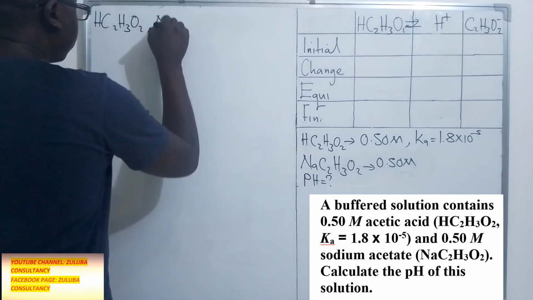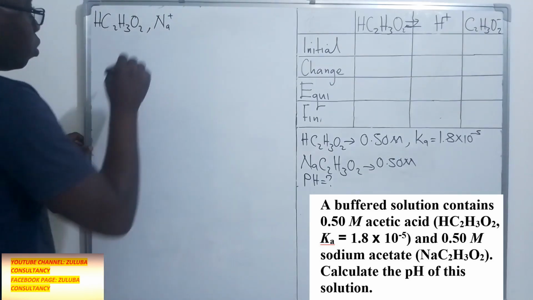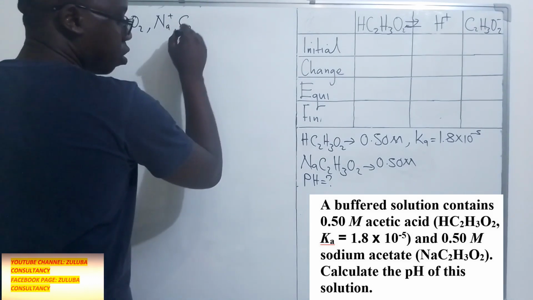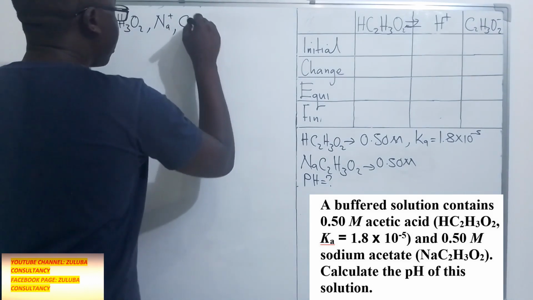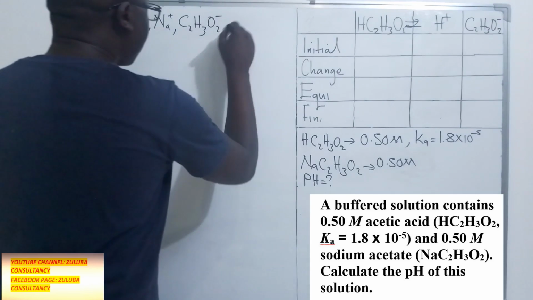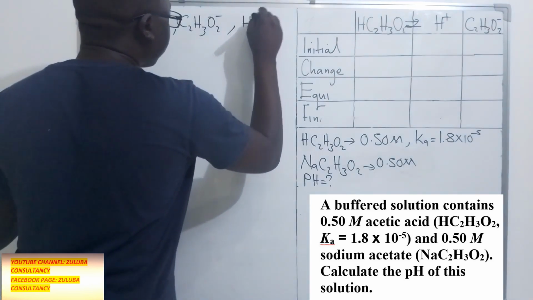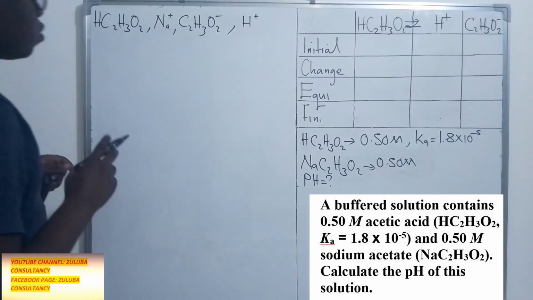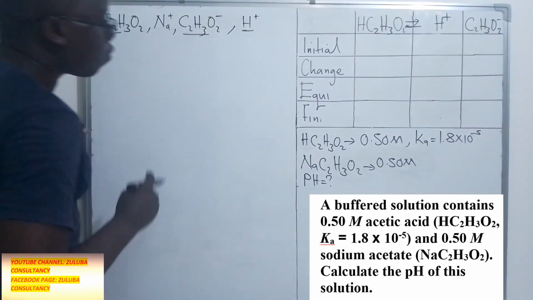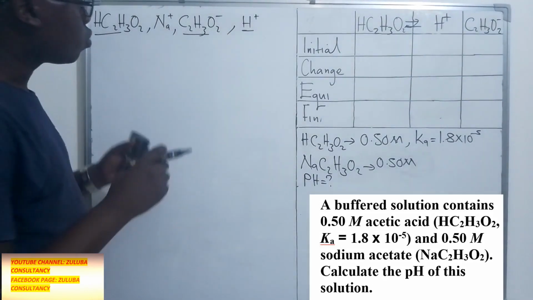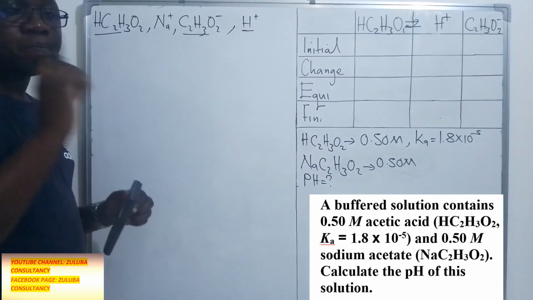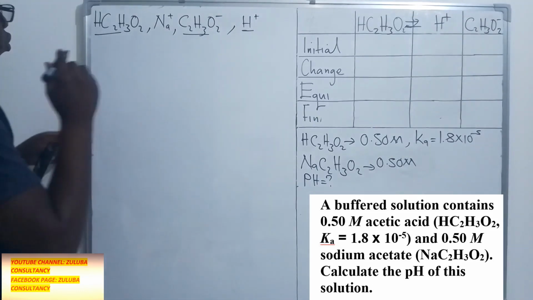We'll also have sodium positive ions in the solution. We'll also have the negative ions of C2H3O2 negative. Then we'll also have the hydrogen ions. Now, if it attains equilibrium, these three species will be of our interest. The sodium ion will not be of our interest when we are calculating this buffer solution. So what does this mean?